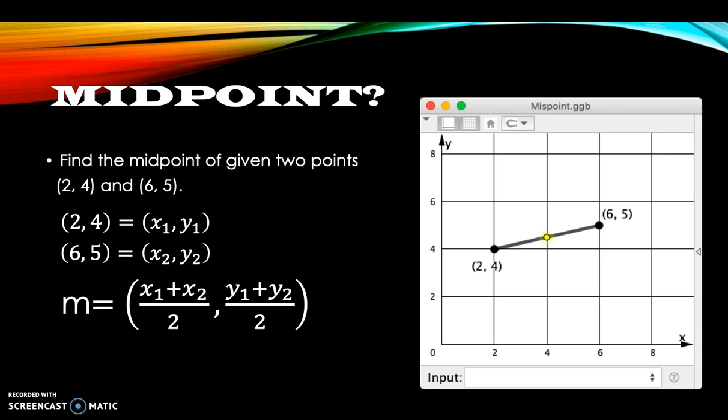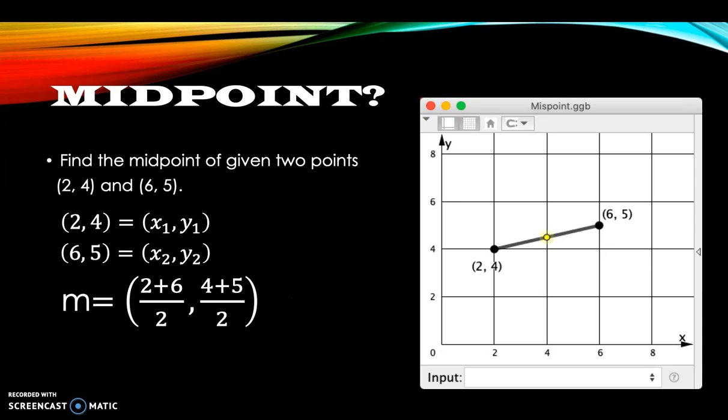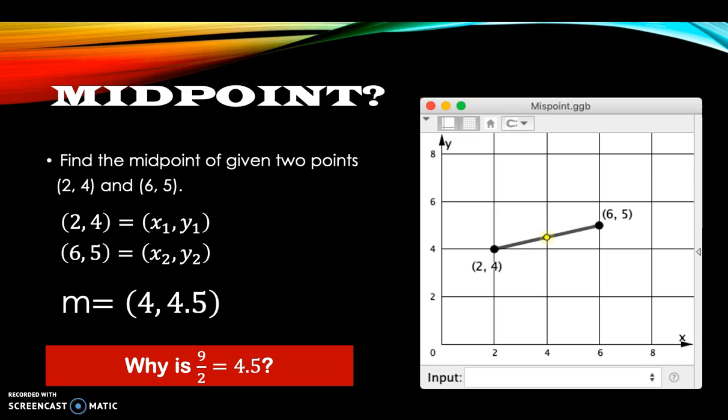In our case, (x1, y1) is (2, 4), and (x2, y2) is (6, 5). We're going to substitute these 2 points into the midpoint formula, (x1 + x2) / 2, (y1 + y2) / 2, which gives us (2 + 6) / 2, (4 + 5) / 2, which then simplifies to 8/2, 9/2, which we then have (4, 4.5). So the midpoint of (2, 4) and (6, 5) is (4, 4.5). Why is 9/2 equal to 4.5?